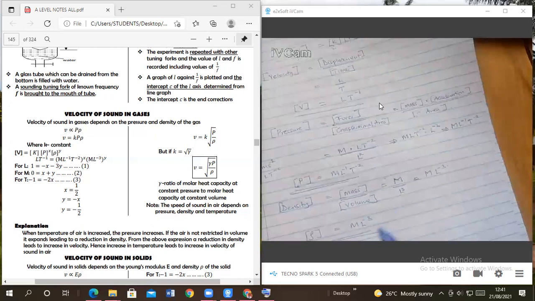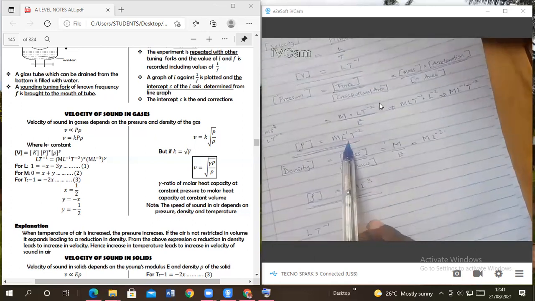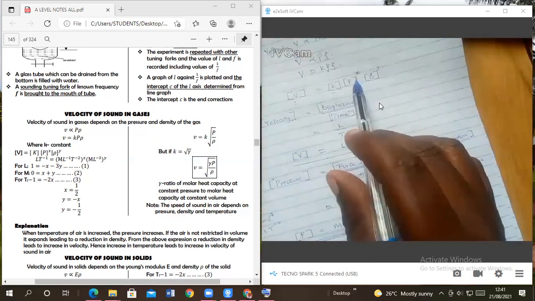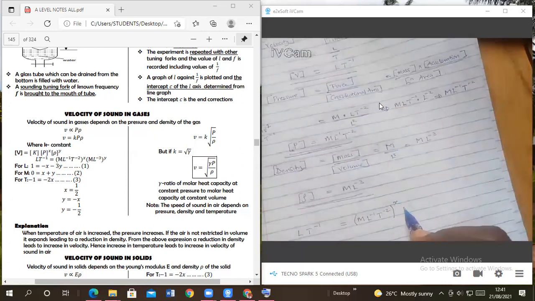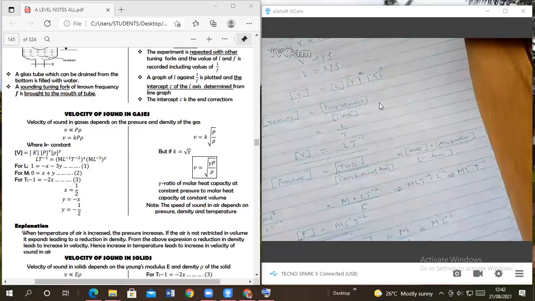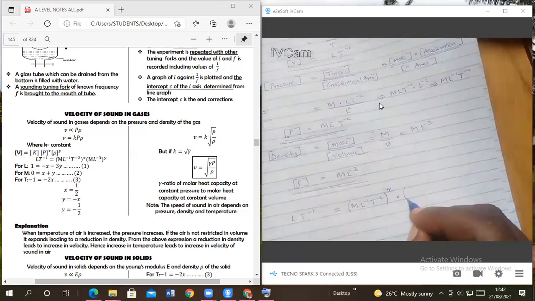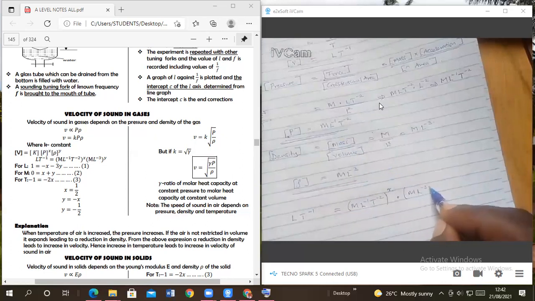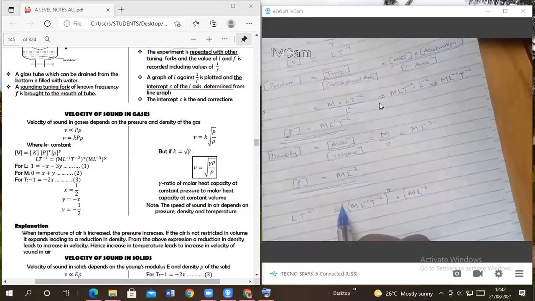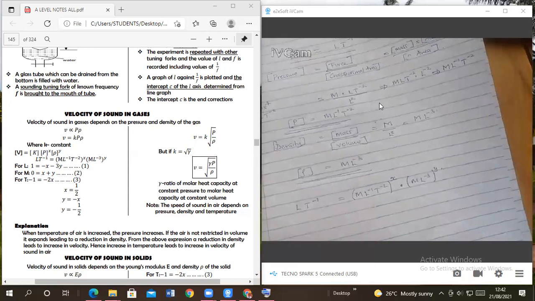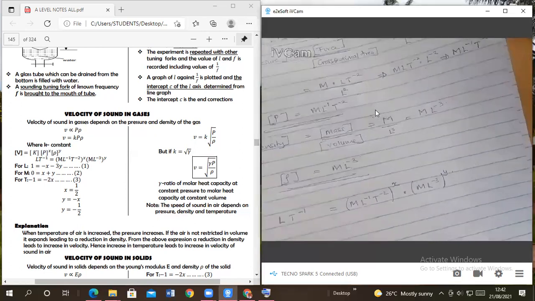So we go to P, and our pressure is M L negative 1, T negative 2, but all of it to the power X. Then for density, it is ML negative 3, but to the power Y, all together.